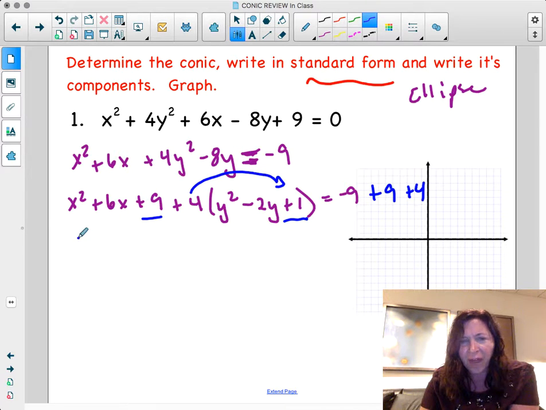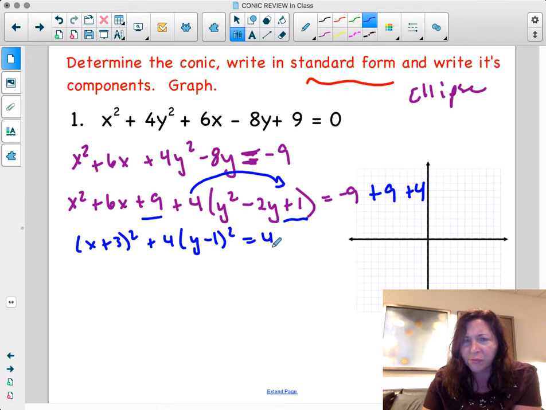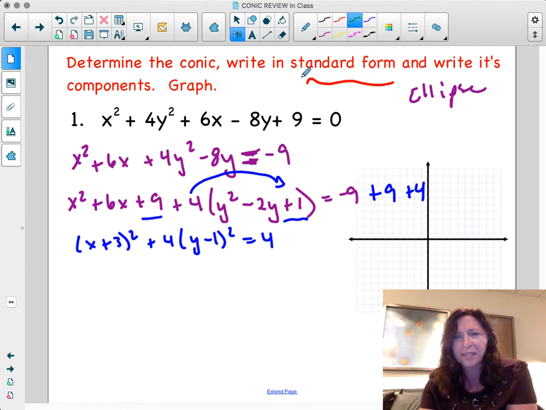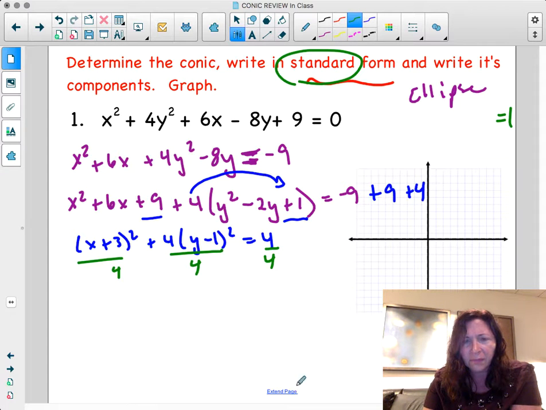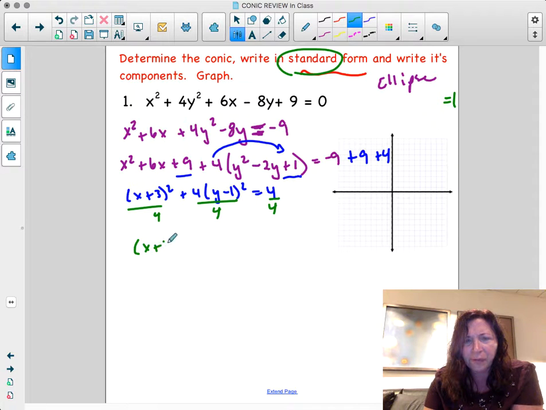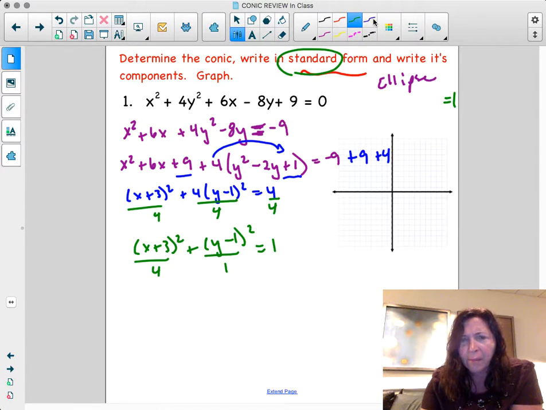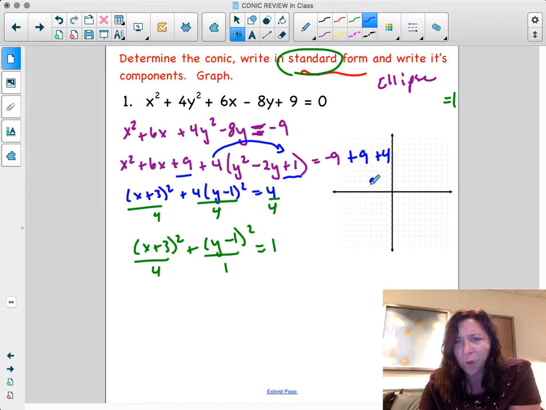So now, factoring, we get (x plus 3) quantity squared plus 4 times the quantity (y minus 1) squared is equal to 4, because the 9s cancel. I'm going to divide through by 4, because for something to be in standard form, you want it to equal 1. So we divide everything by 4. In doing that, I get (x plus 3) squared over 4 plus (y minus 1) squared over 1 is equal to 1. My center is going to be at negative 3, 1. There it is. And we already know it's an ellipse.